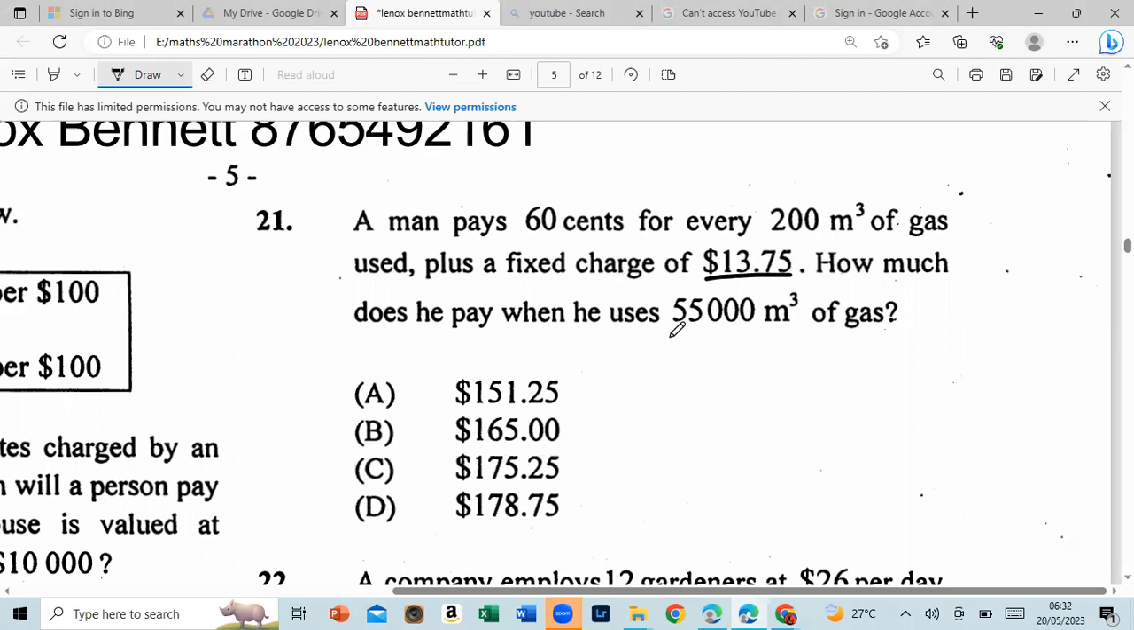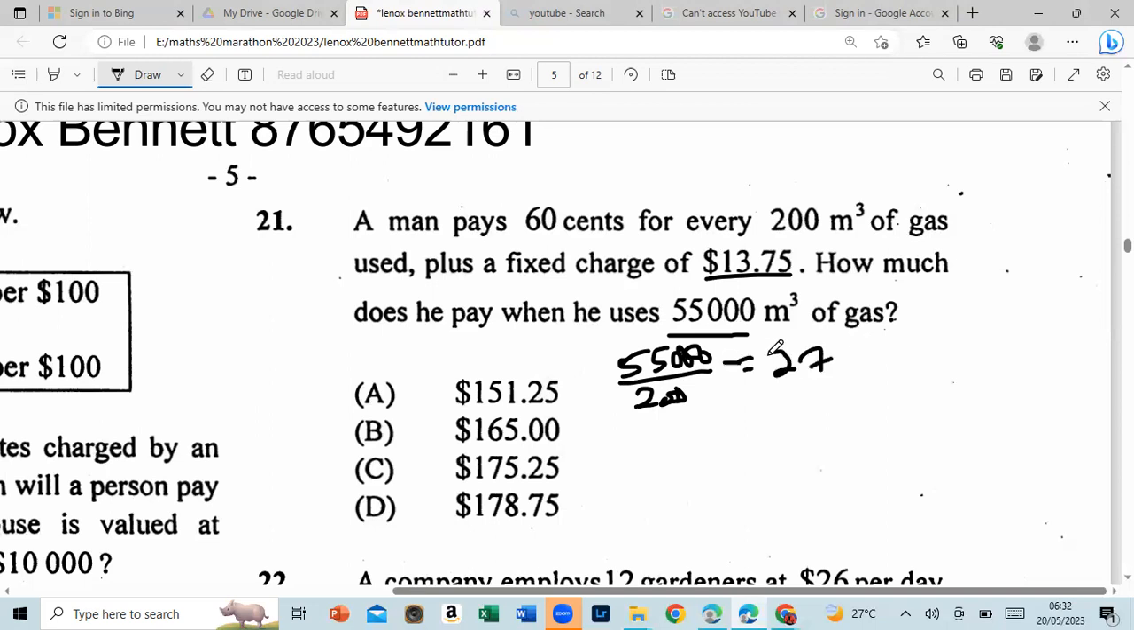How much does he pay when he uses 55,000 MG? So as we did before, we need to find out how many 200s are in this. So we divide by 200. 2 into 550 is going to give us 275.